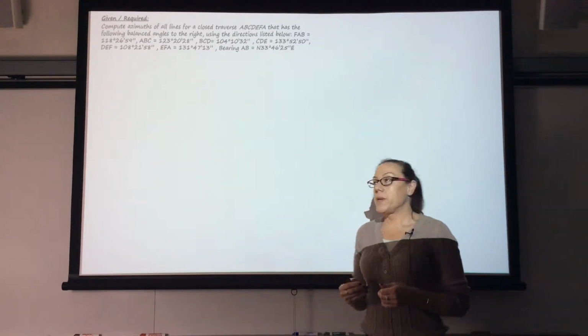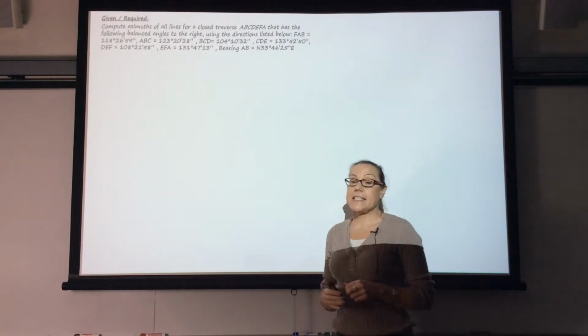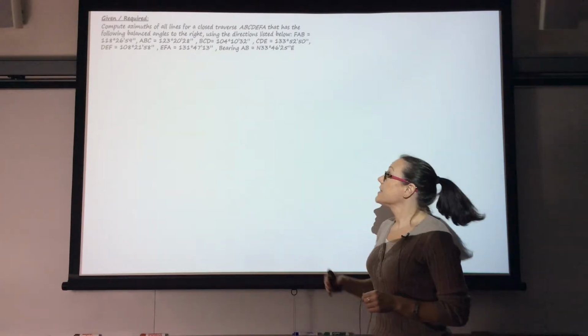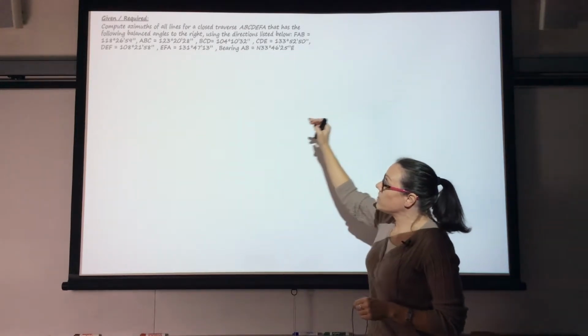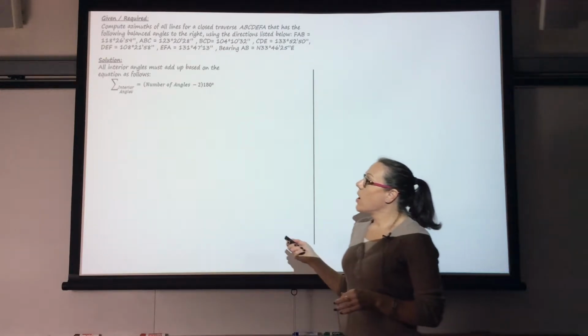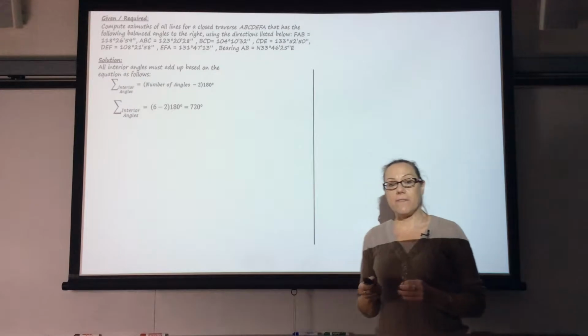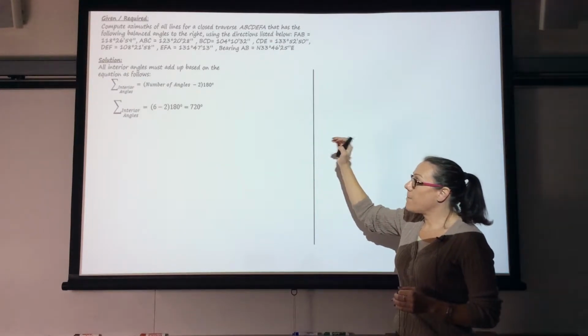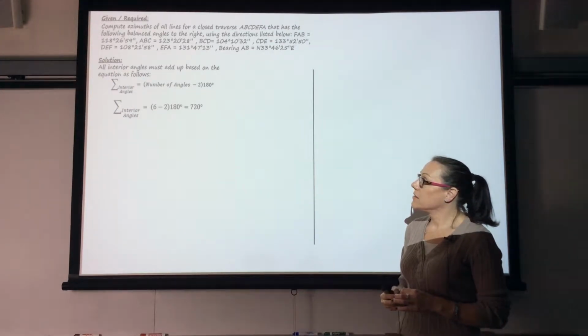Now, here's the thing: when you're looking at angles that are listed like FAB, ABC, the letter in the middle between the beginning and the end is the vertex angle. So that's the actual angle at which those values are listed. So basically we have to look at whether we have a balanced system.